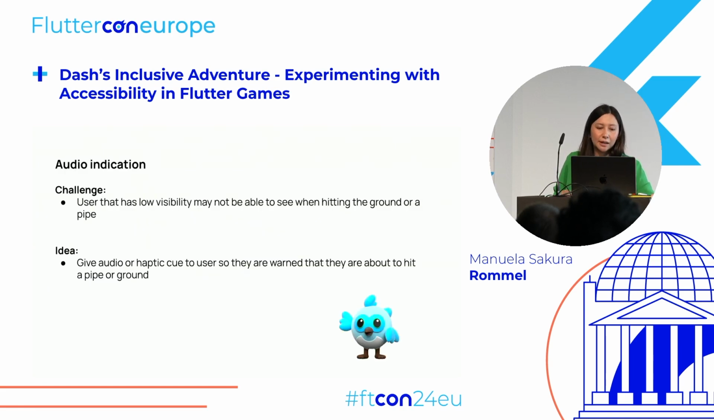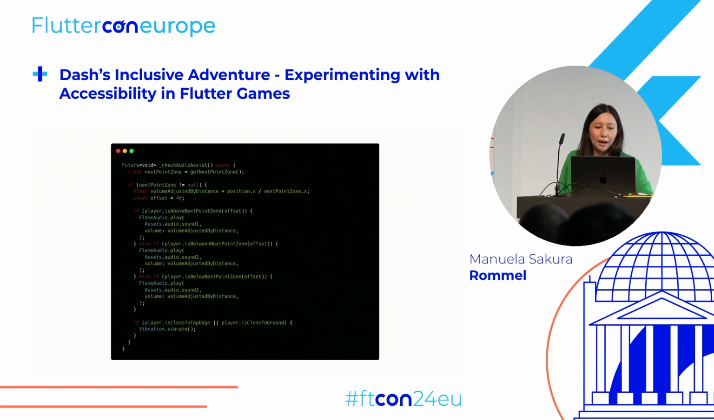So in our case, the challenge is the user that has low visibility may not be able to see when hitting the ground or the pipes. And the idea is to give a haptic or audible cue to the user so they are warned that they're about to lose the game. And to implement audio assist, we simply need to perform a check every time interval for the player position in correspondence with the next point zone.